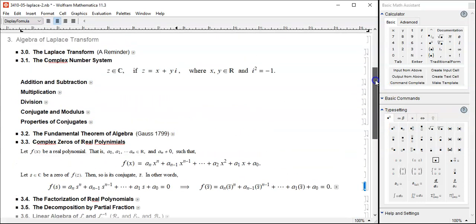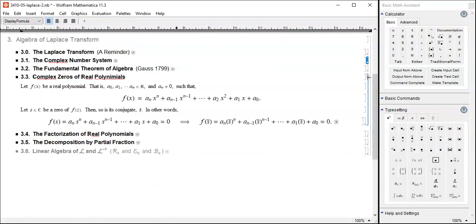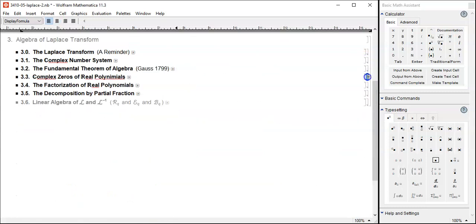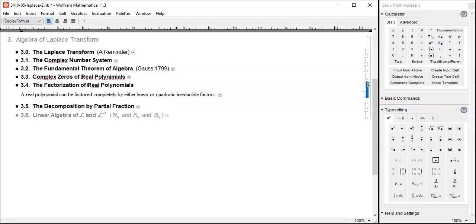Okay, we got through that one. And then here's the next step. Let's factor the real polynomials. A real polynomial can be factored completely by either linear or quadratic irreducible factors. Actually, we can do better than just quadratic irreducible. It'll turn out to be a complete square plus a square.